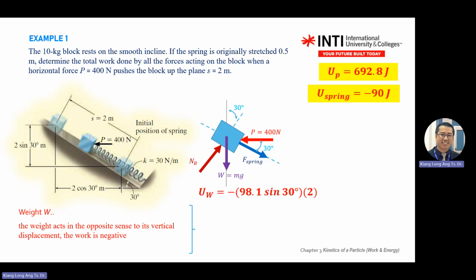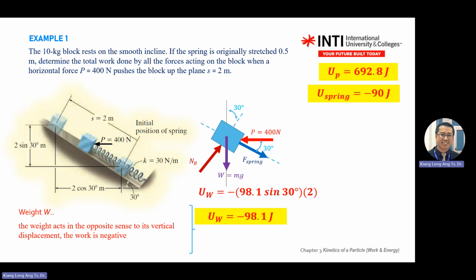So you take W equal to mg. The weight is 10 kilogram. Multiply 9.81, sine 30, multiply 2. The weight moves 2. So it's minus 98.1 Newton meter or joule.